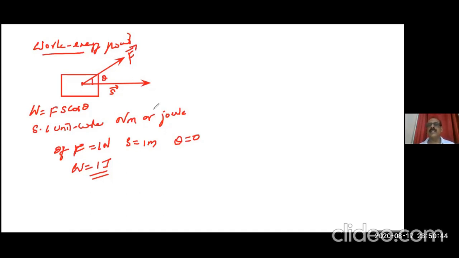Then there are 3 types of work: positive work, zero work, and negative work. Now, positive work.